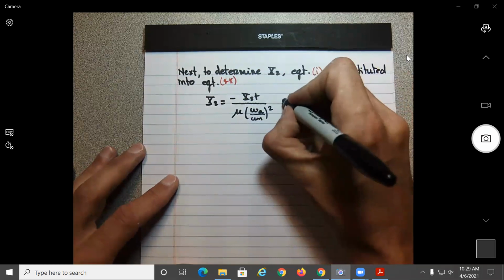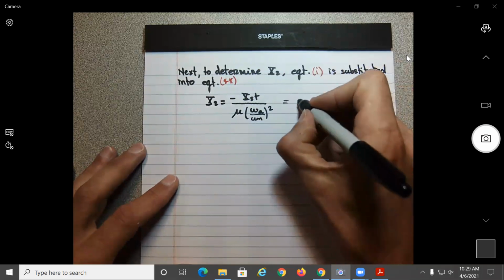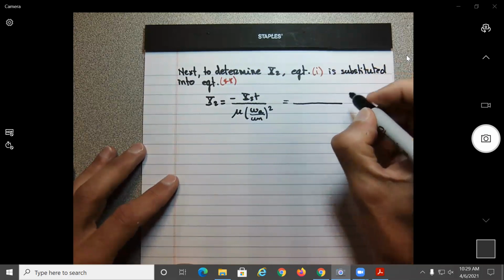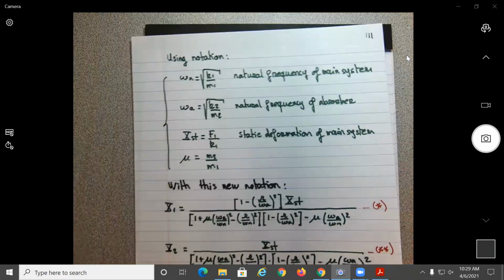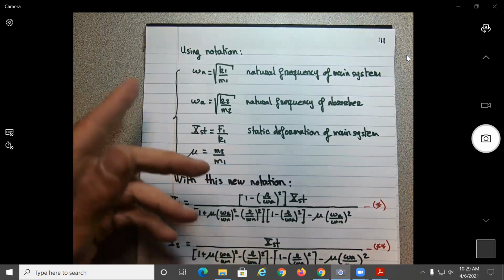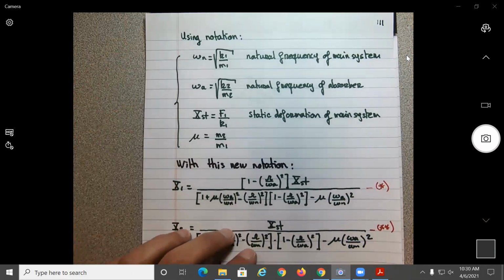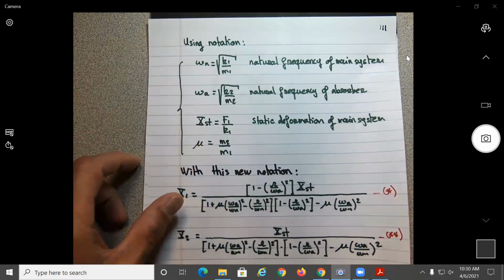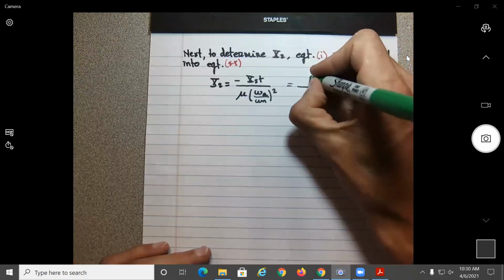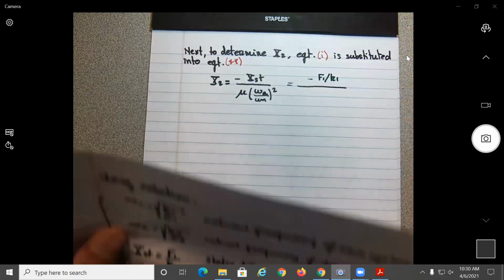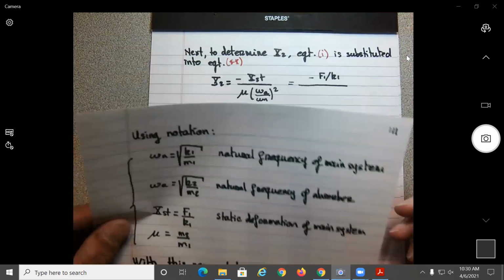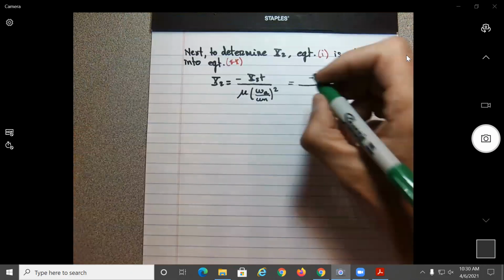Okay, so let's go back and try to simplify this. I mean, you could leave it this way, but all right. If we go back to the substitution, that's why I'm not a big fan of this substitution, but yeah, to follow the textbook. So this is F1 over K1. So minus F1 over K1. Now, mu is M2 over M1.